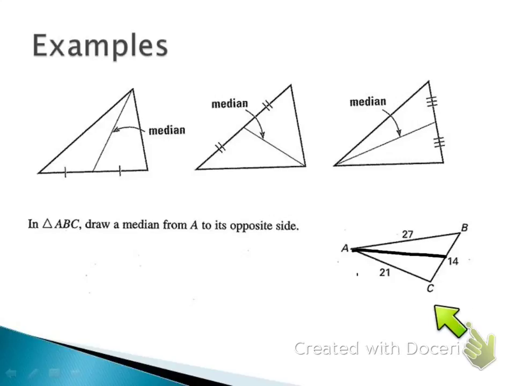Now, if this entire segment CB is 14, and I just dropped a median, what would each of these be? The whole thing's 14. Each side would be half of 14. 7. So when you're drawing the median on your homework, I always want you to label how long the two segments would be on either side of the median that we drew. Any questions on what a median is? Starts at a vertex, goes to the midpoint of the opposite side. Questions?